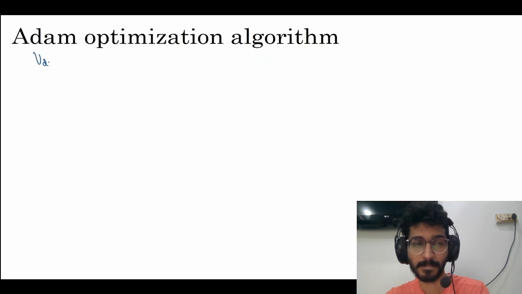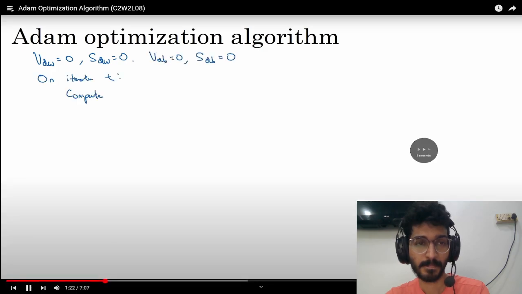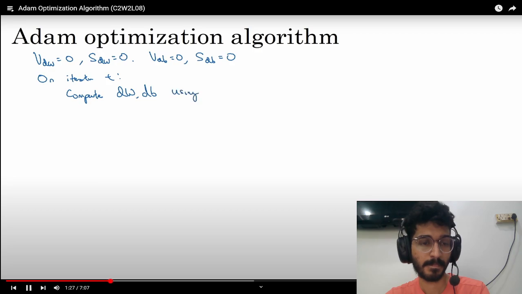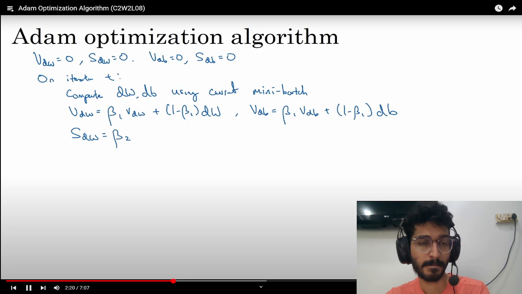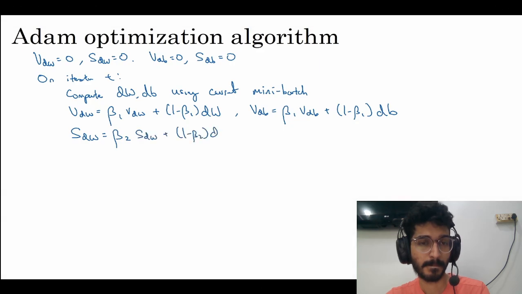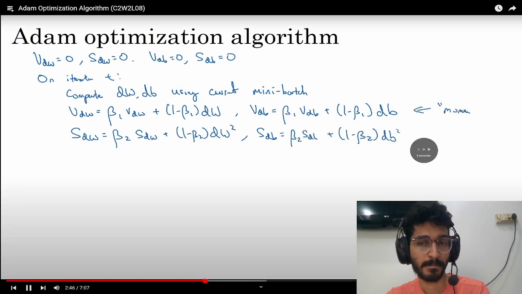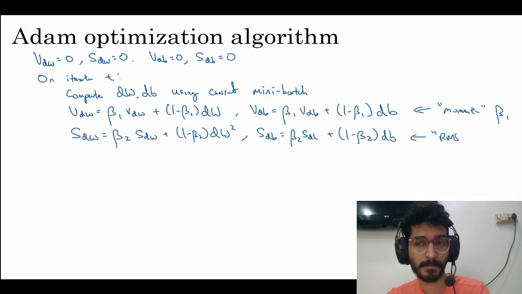To implement Adam, you would initialize VdW equals 0, SdW equals 0, and similarly Vdb and Sdb equal 0. Then on iteration t, you would compute dW and db using the current mini-batch, and then compute the weighted average. So VdW equals beta, but now I'm going to call this beta 1. This is exactly what we had when we were implementing momentum, except that I've now called the hyperparameter beta 1 instead of beta. And similarly, you have Vdb updated as well. Now you have a different hyperparameter beta 2: SdW equals beta 2 times SdW plus 1 minus beta 2 times dW squared. And again, the squaring there is element-wise squaring of your derivatives dW. And then Sdb is updated similarly. So the V update is the momentum-like update with hyperparameter beta 1, and the S update is the RMSProp-like update with hyperparameter beta 2.